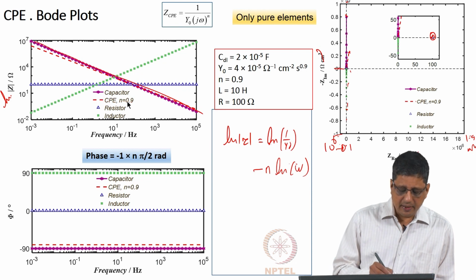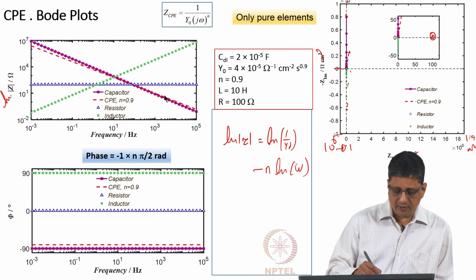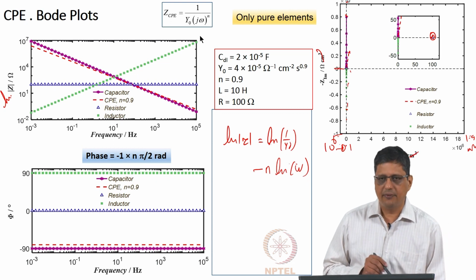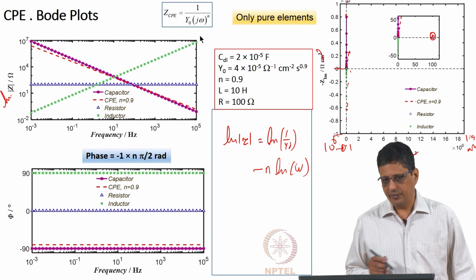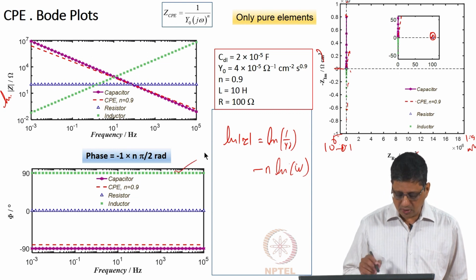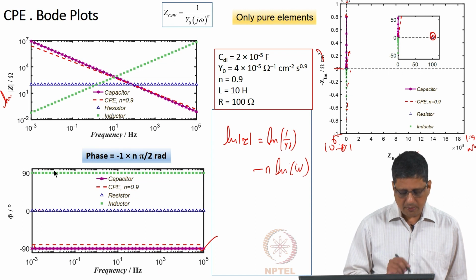If I take this as 0.9, it is going to look somewhat like that, but with a slightly lower slope. 0 of course, it is going to look like a 0 slope, and n equal to minus 1 is going to look like a plus 1 slope here. If you look at the phase here, capacitor is going to look like this. This is actually 90 degree, and this is going to be lower than 90, with 0 and plus 90 degree here.